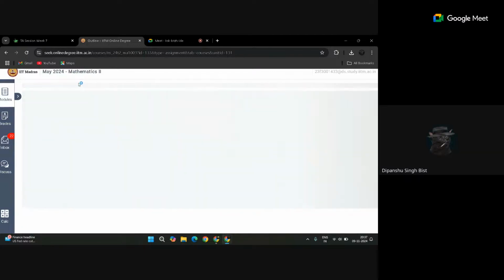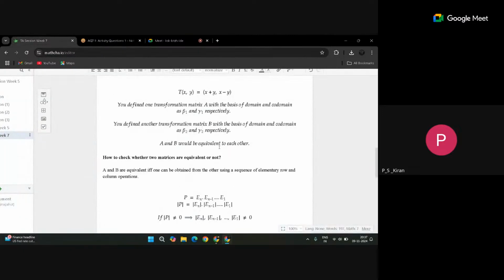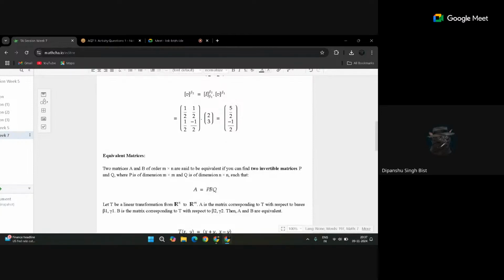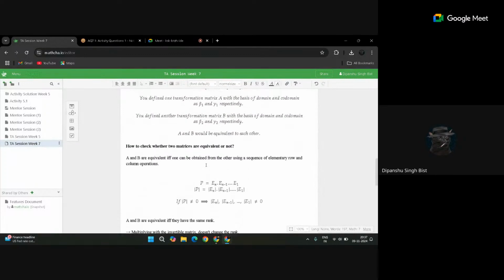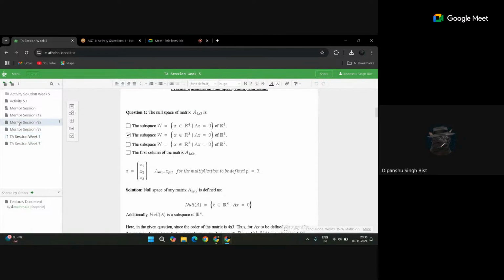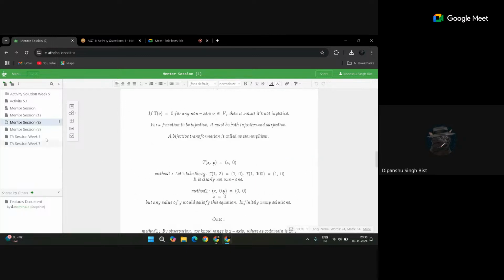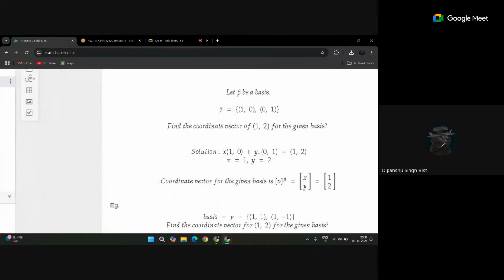Sir, can you explain how to get these matrices Q, A, P, given the transformation and the bases? Given the transformation and the basis for domain and codomain, how do you obtain these matrices? Okay, if that is the question, was it there in week 5? No, it was not, right? Yeah, here it is. Maybe we can take one example from here.